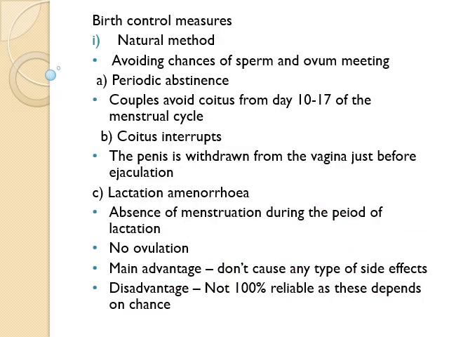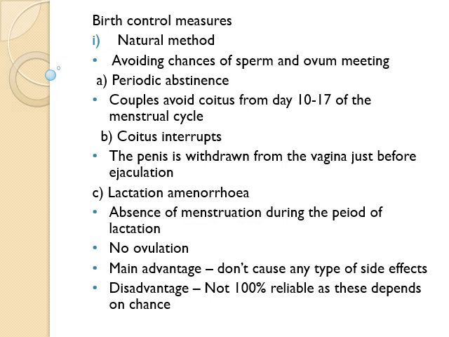Let's see contraceptive methods. Contraceptive methods are divided into the following categories. They are natural or traditional methods, barrier methods, IUDs, oral contraceptive methods, implants or injections, emergency contraceptives and surgical methods. Let's see one by one. First one is natural method. It is otherwise called traditional method.